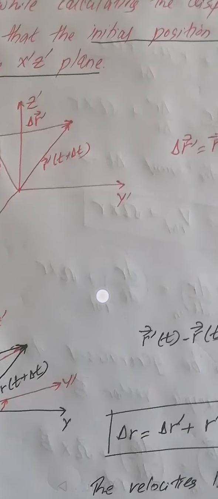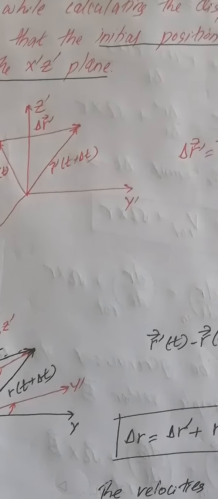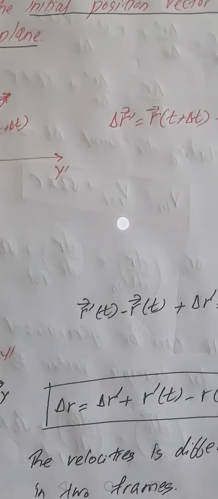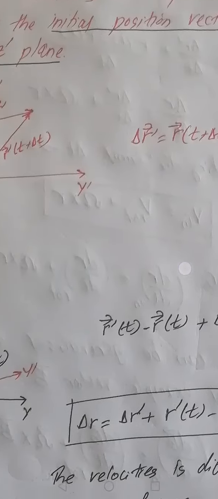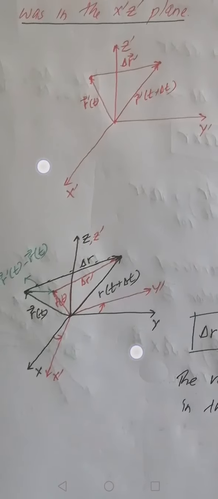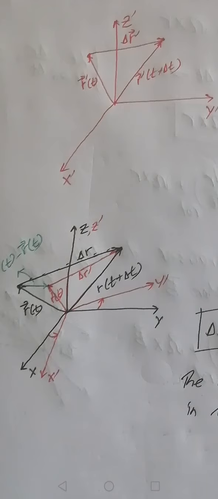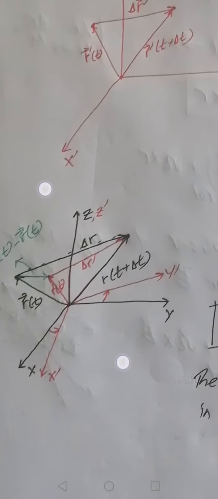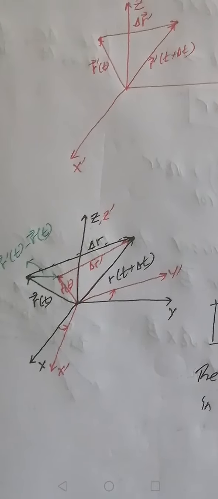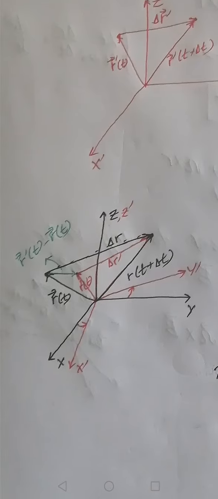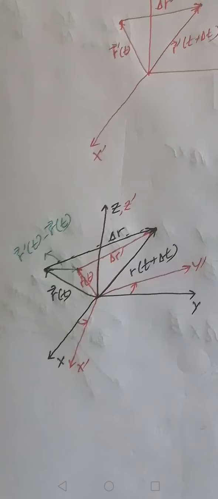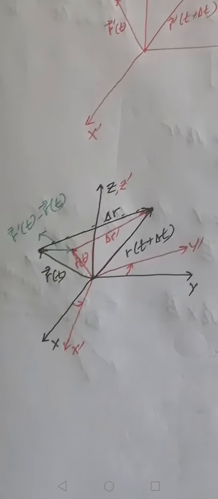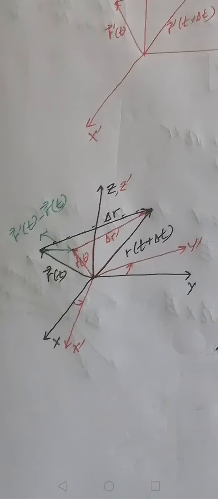Okay, so let us calculate. Here delta r prime can be calculated from the vector construction. So therefore delta r prime is r prime of t plus delta t minus r prime of t. Okay, so in order to understand the difference in delta r and delta r prime, I combine the two situations, meaning the inertial and the rotating frame. That will be like this. See, here the red one is the rotating one and the black one is the inertial one. Okay, you have seen everything.